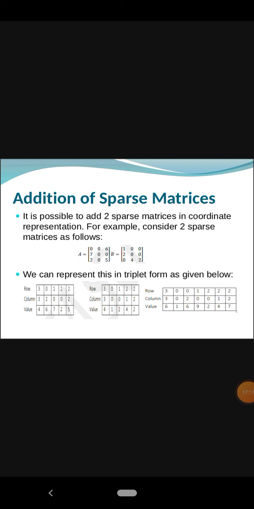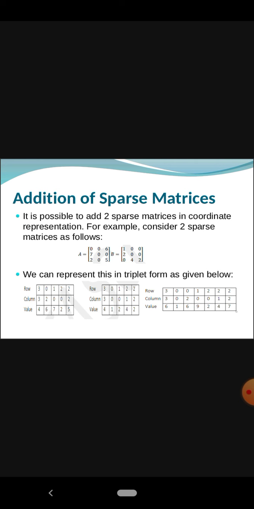Again we will increment both indexes, so it will become 2, 0, 2 and 2, 1, 2. We will compare both these rows, both are equal. Then we are going to consider the column. So here the first one is column 0, the second one is column 1. So we will consider the first one. So we write it here, 2, 0, 2. Then we will increment the index.